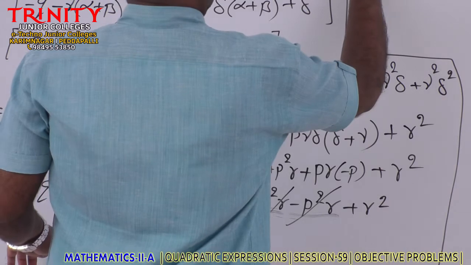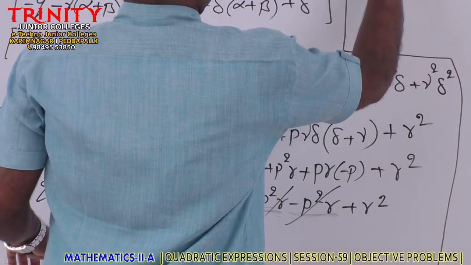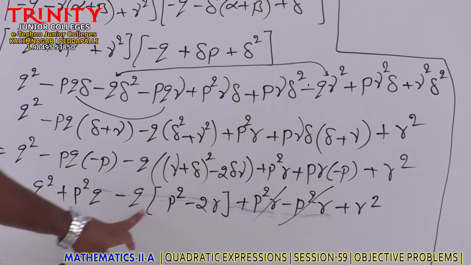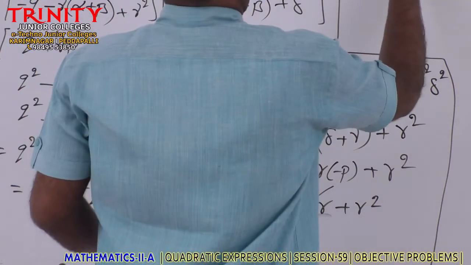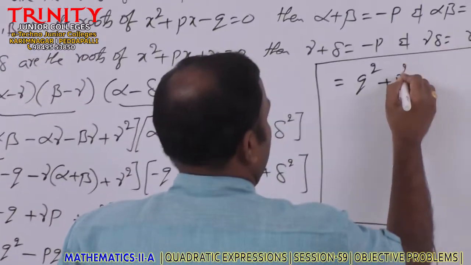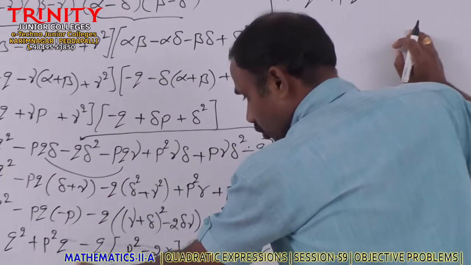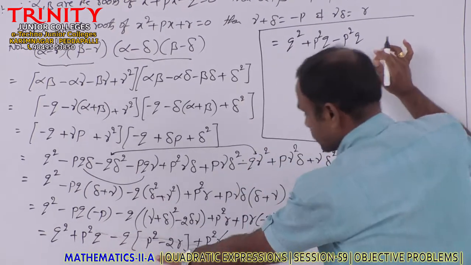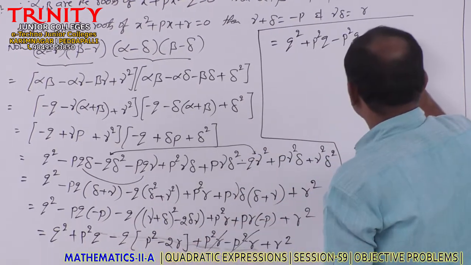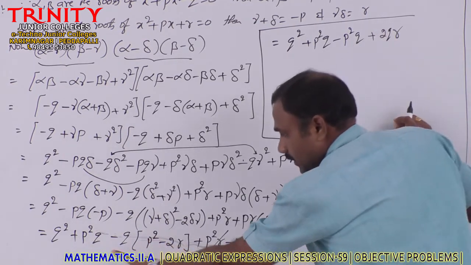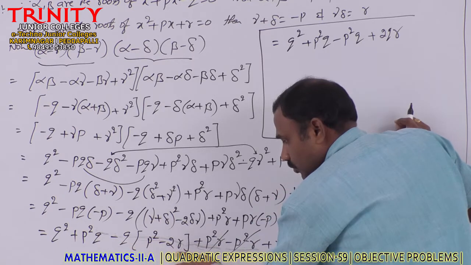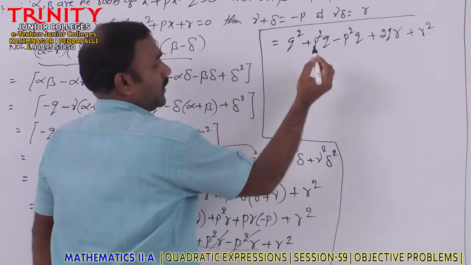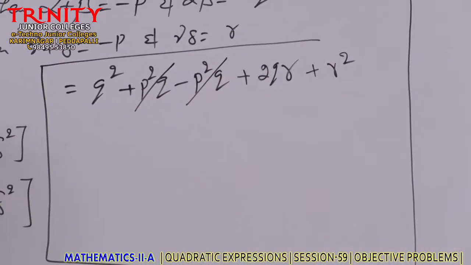q square, here the remaining value q square, plus p square q, here we'll get minus p square q, plus p square q. If you open the bracket here, minus p square q, minus into minus plus 2qr, minus into minus plus 2qr, and we have r square is there. Plus p square q minus p square q cancel.